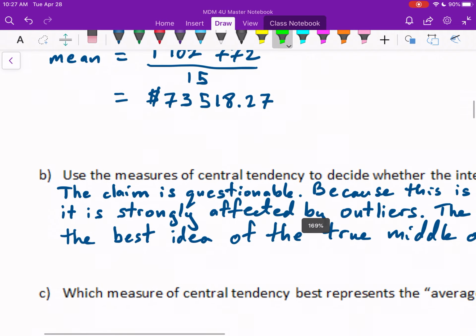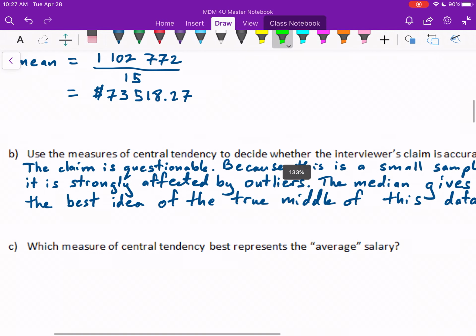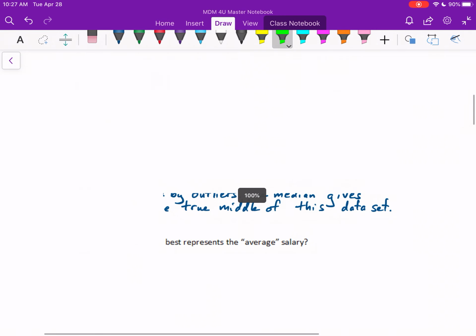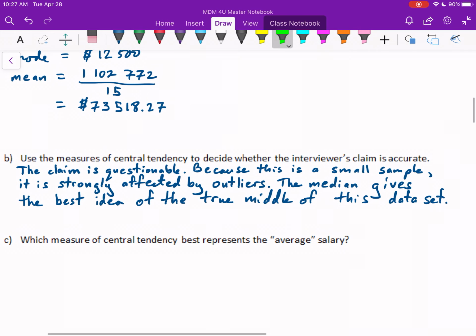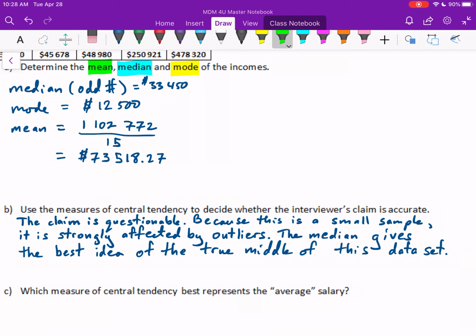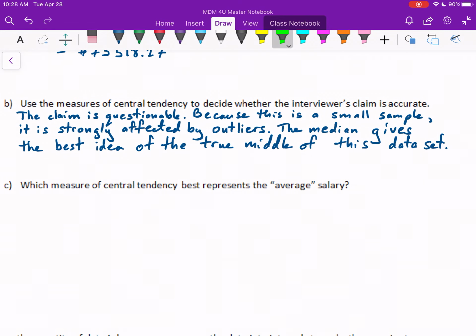So I would say, and I wrote this out ahead of time to save a little bit of time, that their claim of $73,000 is definitely questionable. It's a small sample, and it's strongly affected by outliers. So the outliers in this case are the two highest values, which are drawing the mean up higher than it would otherwise be. The median gives a better idea of what the true middle of this data set is. So I'd say that if I was being honest, then the average salary is more like $33,450. And I pretty much answered question C already here. It's the best one because median is not affected by outliers.